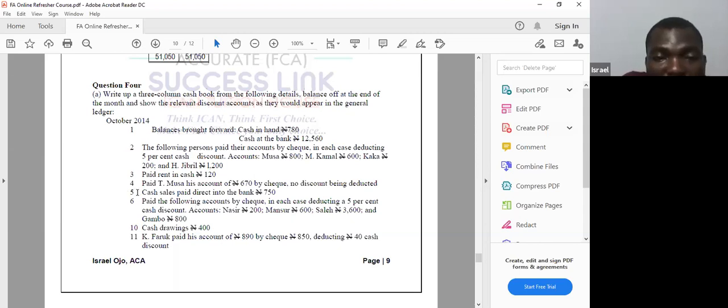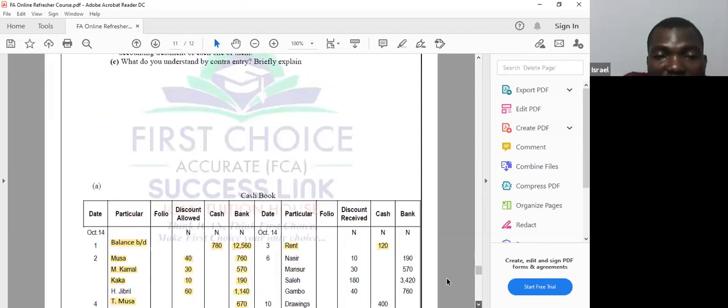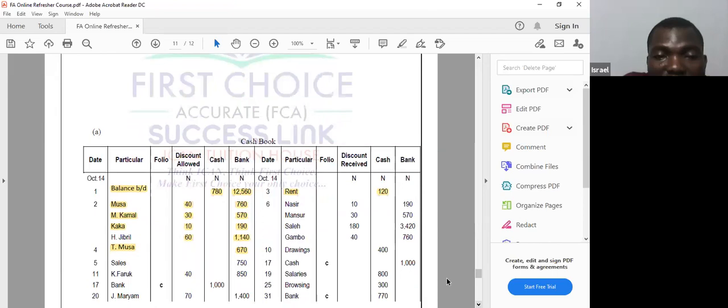Another one that we have on October 5 is cash sales paid directly into the bank. Even though it's cash sales, the money was paid into the bank. So we debit our bank to be 750.